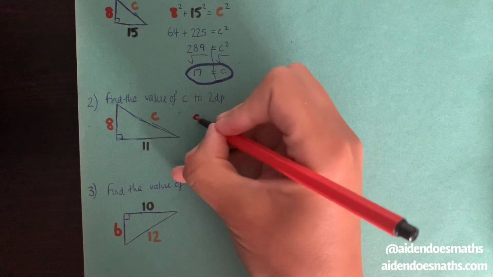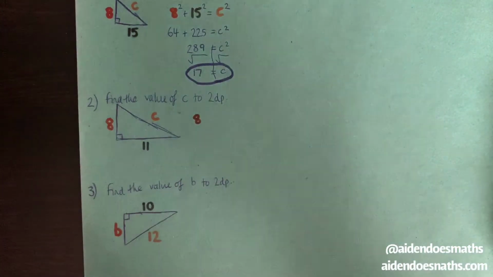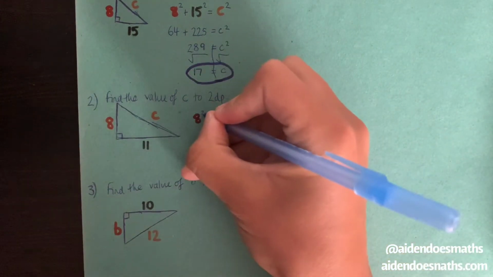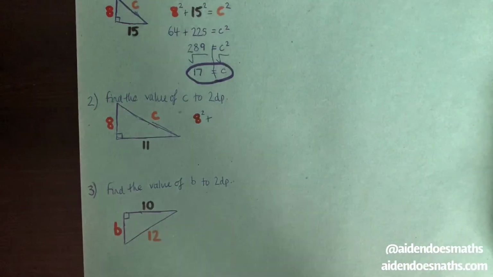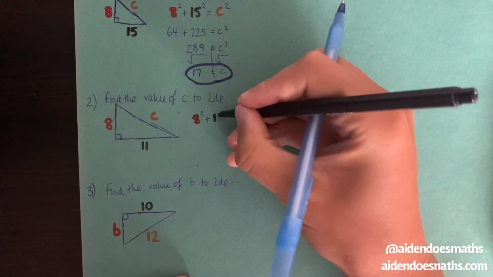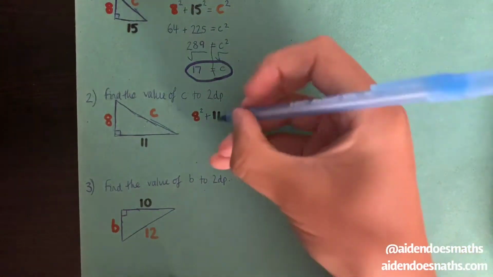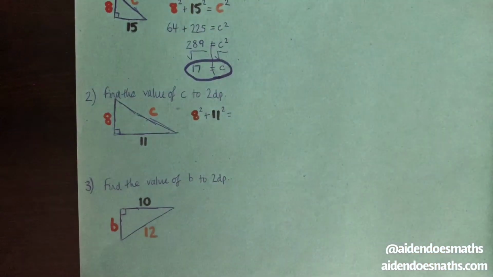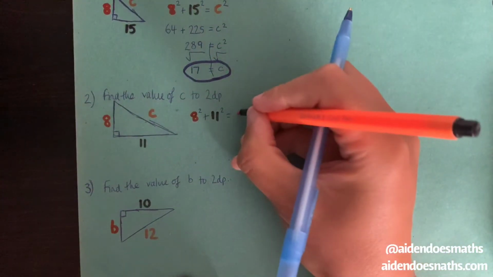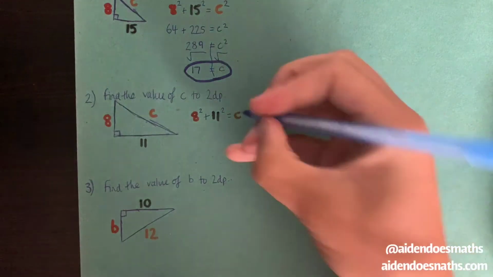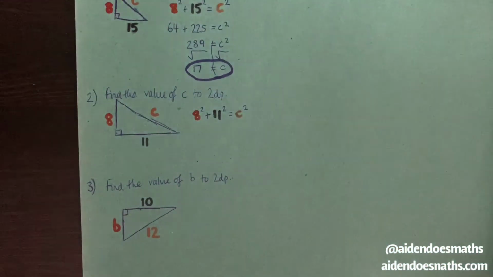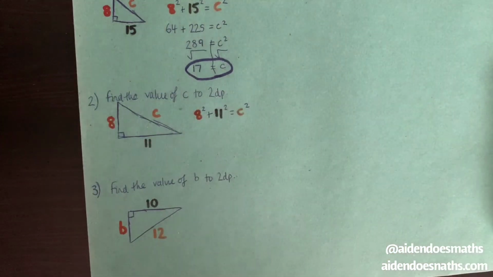Let's put our numbers in. So 8 squared plus 11 squared equals c squared. And again, 8 and 11 could have been either way around. We're just going to add them together once we've squared them.